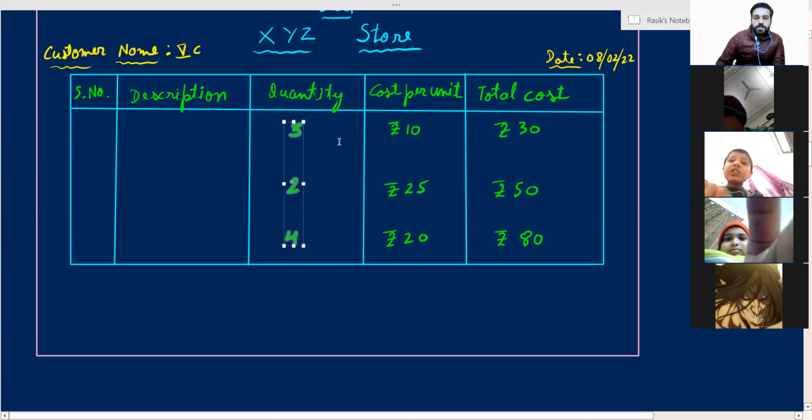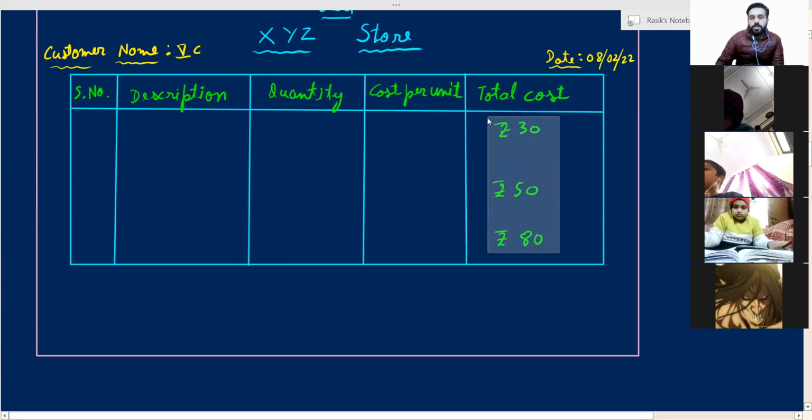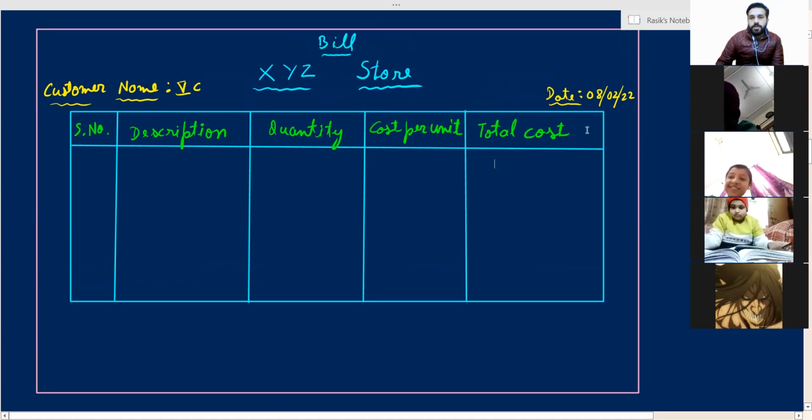There is something like this in the profit and loss chapter. Okay, this is not profit and loss. Sir, the customer name is Aarti Balaji Stores. Okay, so let's start doing the first question, everyone. So what is the name of the store, first of all?